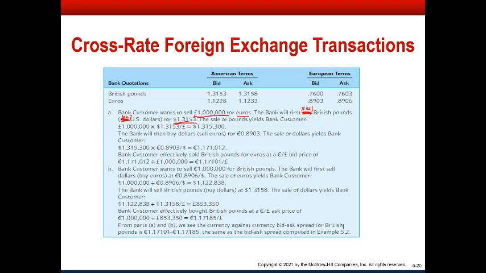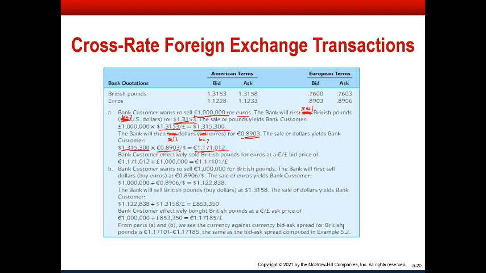So if you work that out, a million pounds times $1.3153 per pound, you come up with $1.3153 million. Okay. Then the bank's going to take and sell those dollars, convert them into euros, at the euro rate of $1 equals 0.89 euros. So you take the $1.3153 million times the 0.89 euros per dollar, you wind up with 1.171 million euros.